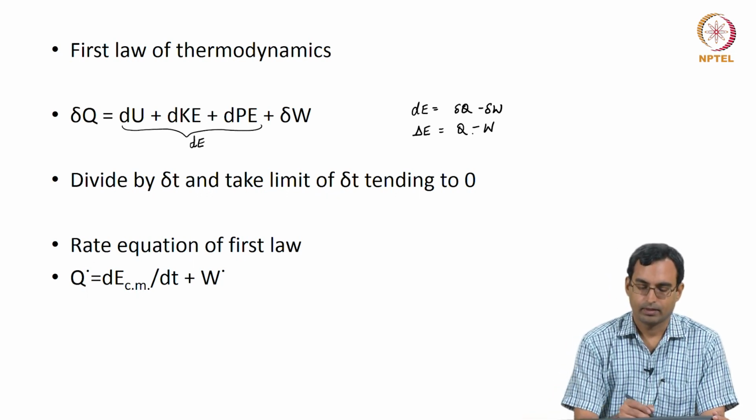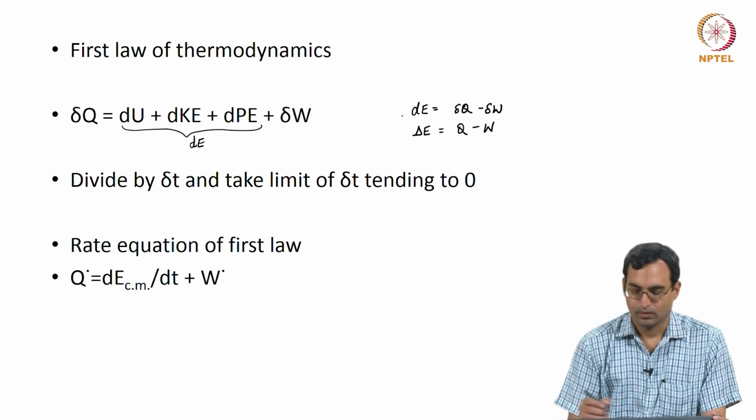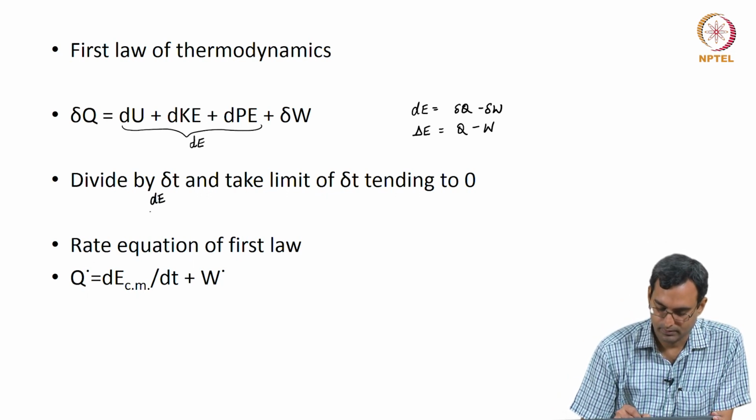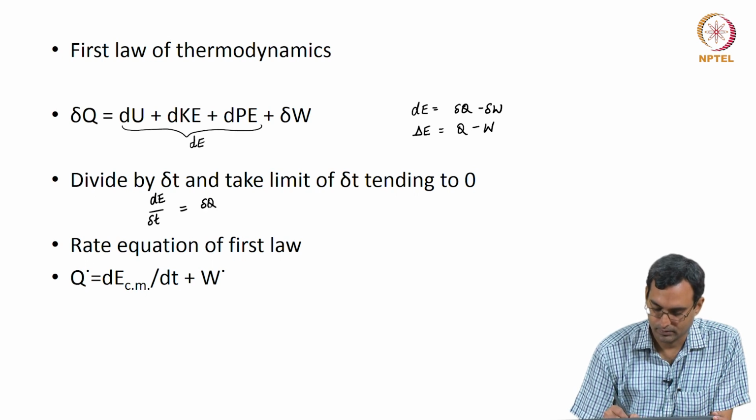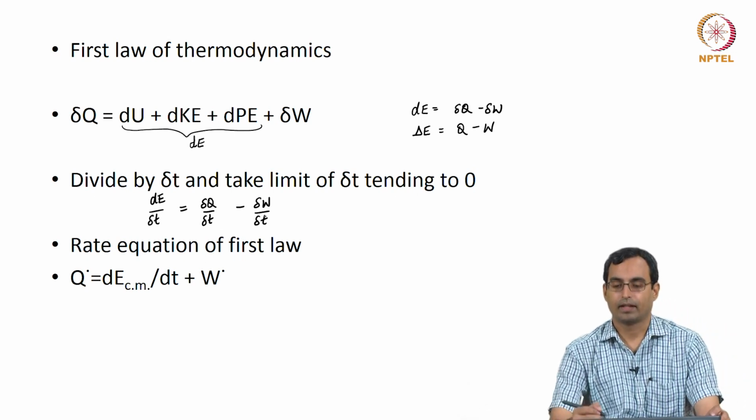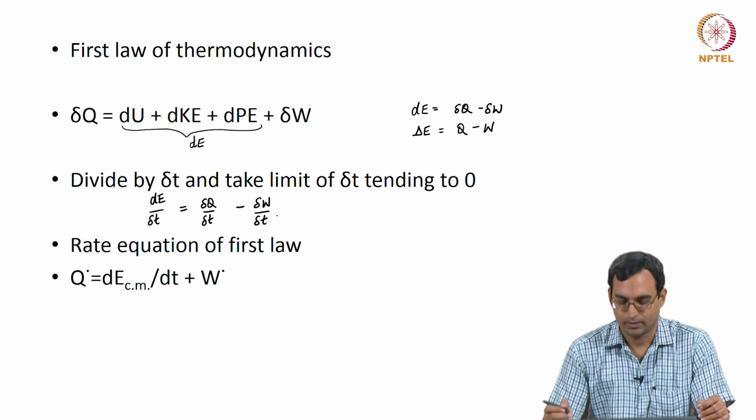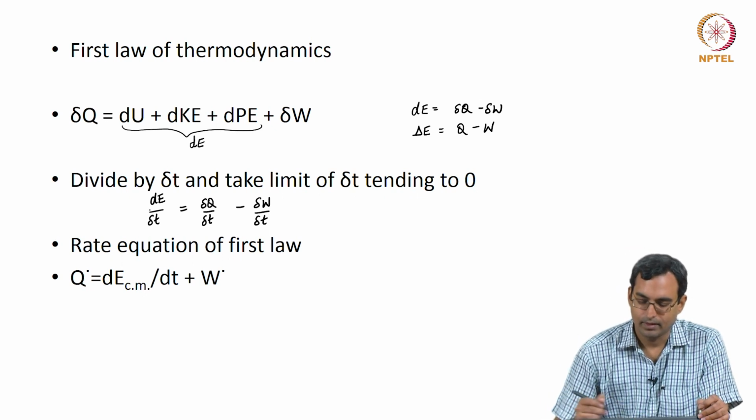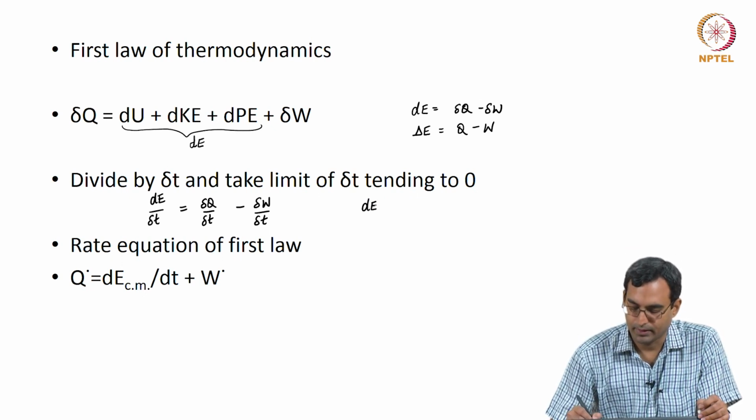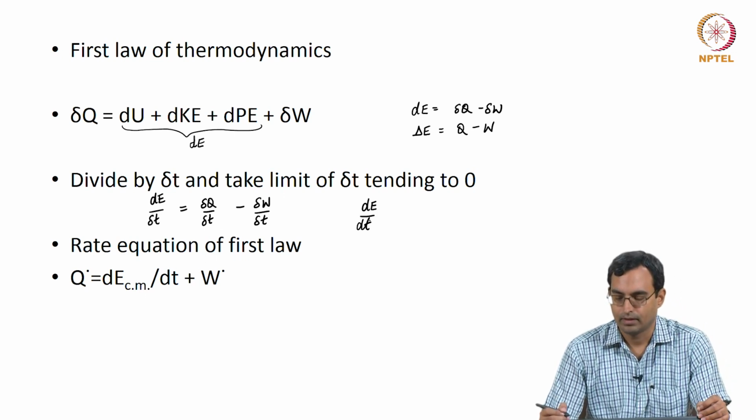What we can do is divide this expression by del T. So then we get this kind of expression, and we can take the limit of del T tending to 0. So essentially divide by very small del T's. So then this is what we would call dE by dt, which is the change in energy with respect to time.